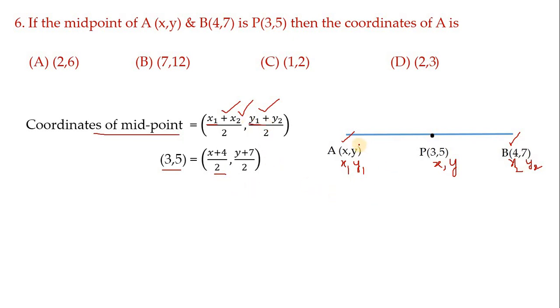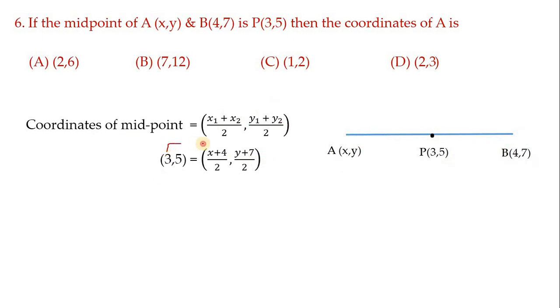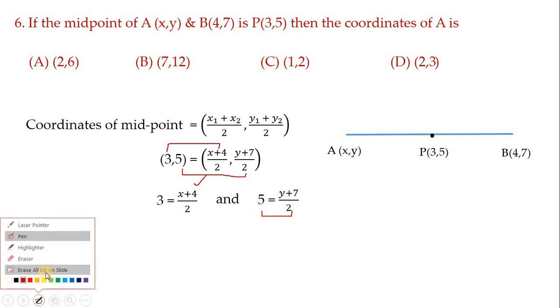So where is y1? Y1 is here. So write y, and y2 is 7. So write 7. Now let us simplify this. See, 3 is equal to this, and 5 is equal to this. I mean y plus 7 by 2. Now let us equate the points just like this: 3 equals this, and 5 equals this. Now let us solve these things, children.